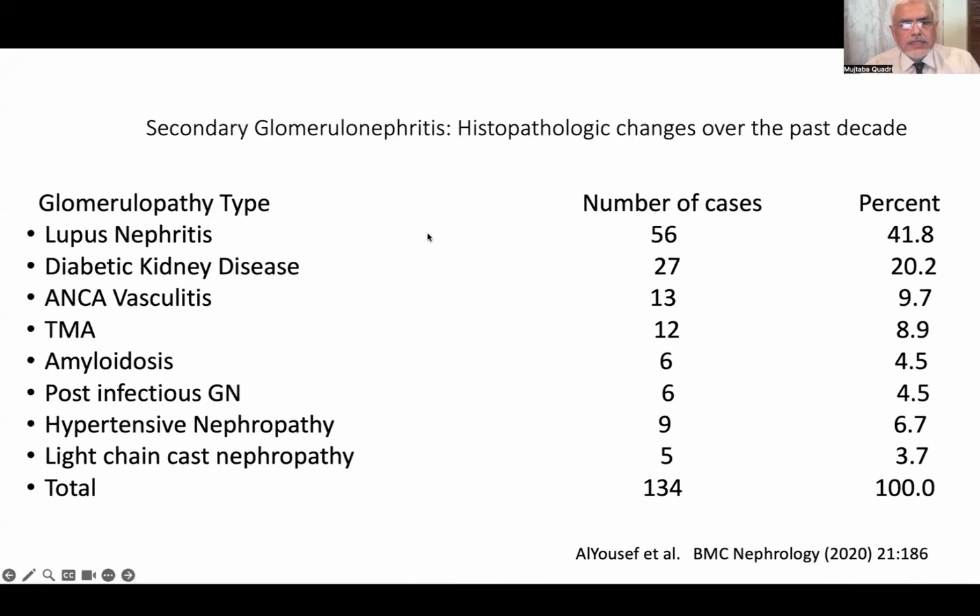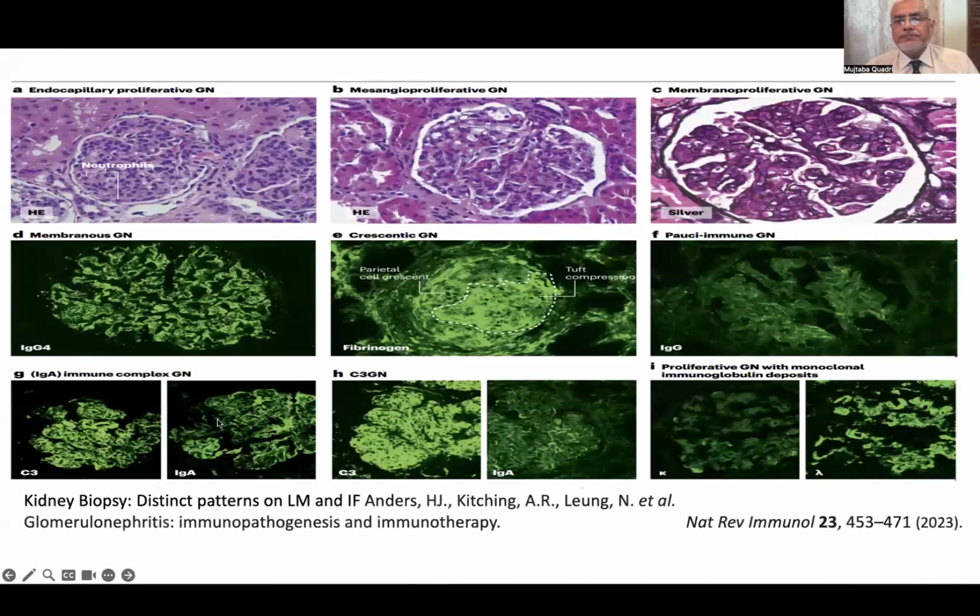And in a series of secondary GN, the highest was lupus, at about 41.8% of biopsies, but diabetes was also there at 20%, despite the fact we don't normally biopsy patients that we suspect with diabetic nephropathy. So these are those who are suspected with something else, but turned out to be diabetes too. And ANCA vasculitis followed by TMA and amyloidosis and others as shown.